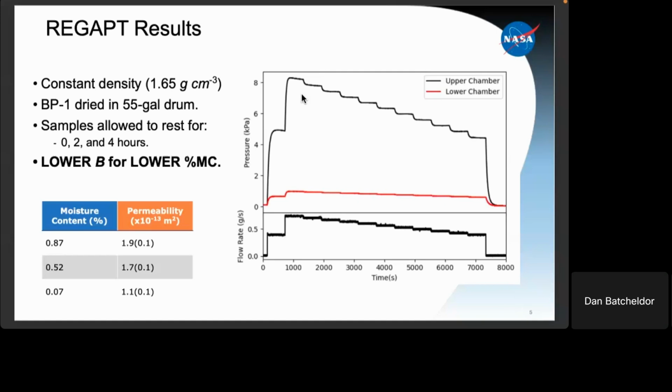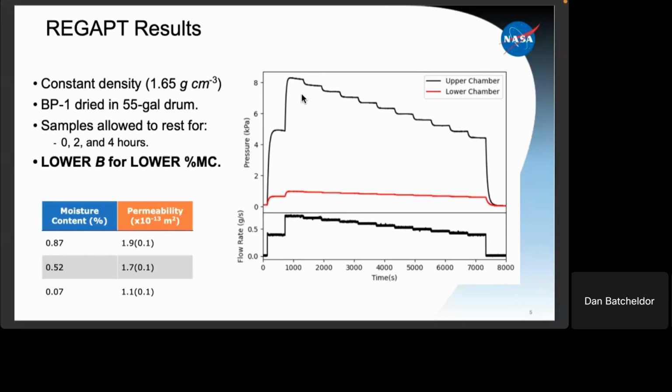We were expecting the sample to have a lower permeability with a higher moisture content, because we were expecting the cohesiveness of the sample to be higher when the moisture content was higher. So we were expecting the permeability to be lower for higher moisture content.